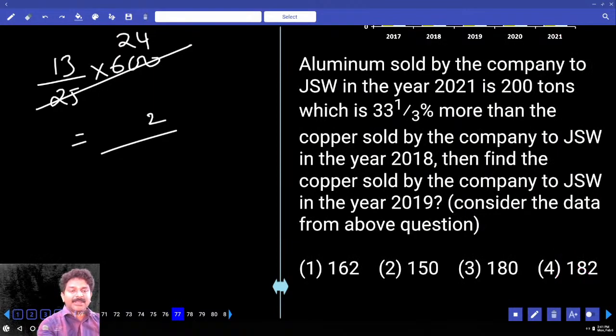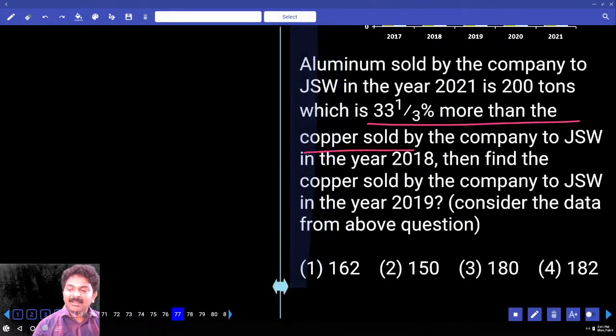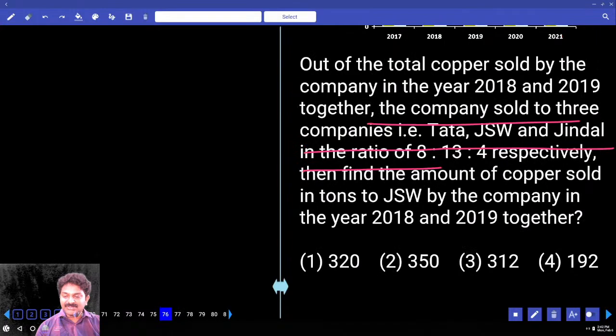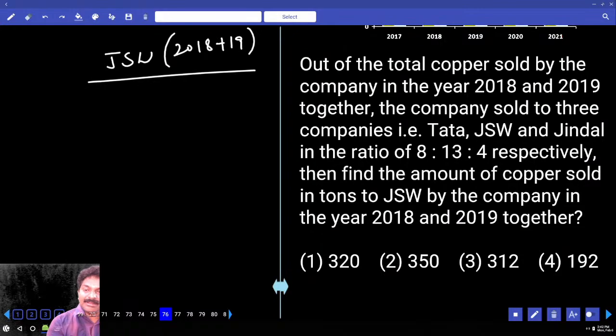Aluminum sold by the company to JSW in the year 2021 is 200 tons, which is 33 1/3% more than copper sold by the company to JSW in the year 2018. Find the copper sold by the company to JSW in the year 2019. Consider the data from the above question. So now, here in JSW, 2018 and 19 both together, how much is the copper sold?